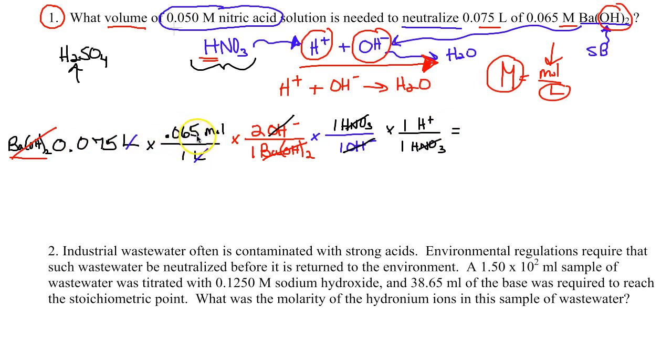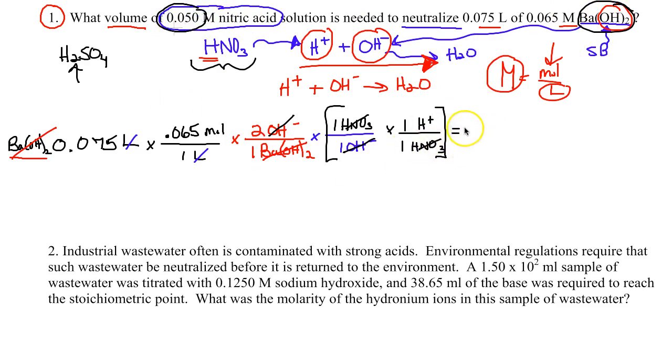0.075 times 0.065 divided by 1 times 2 divided by 1 times 1 divided by 1 times 1 divided by 1. I know you don't really need this mathematically, but you do need this to understand and catch yourself in a possible scenario where you're dealing with a diprotic acid or a monobasic. These ratios can be different, so you've got to watch the acids and bases. You can't assume it's 1-to-1.